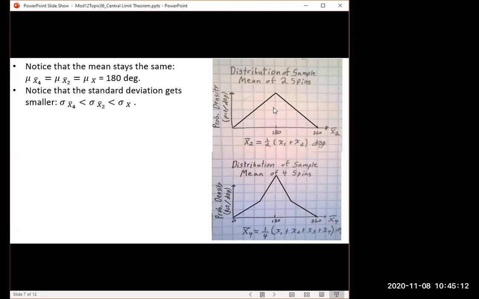Why? Because your average dude down here is closer to the middle, closer to 180 than the average dude up here. Because the middle values are more popular here than they were for x bar 2. It's like people out on the edges have sort of walked towards the middle, made the standard deviation smaller.